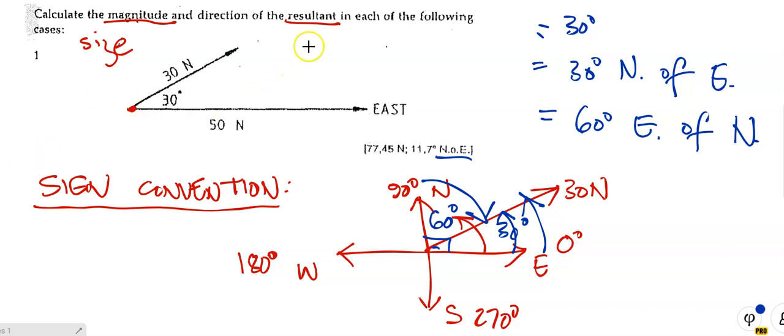For example, a force. This force here is a vector. Why? Because it has size and direction. So this vector is 30 newtons, that is the magnitude, and its direction is 30 degrees. We can either say 30 degrees, or we can say it's 30 degrees north of east, or we can say it's 60 degrees east of north. So whenever we give a direction for a vector, we can write its direction in three possible ways. I'm generally going to use this one over here.